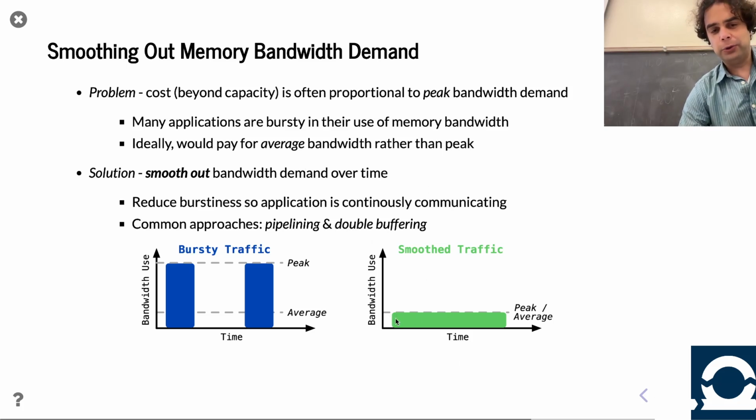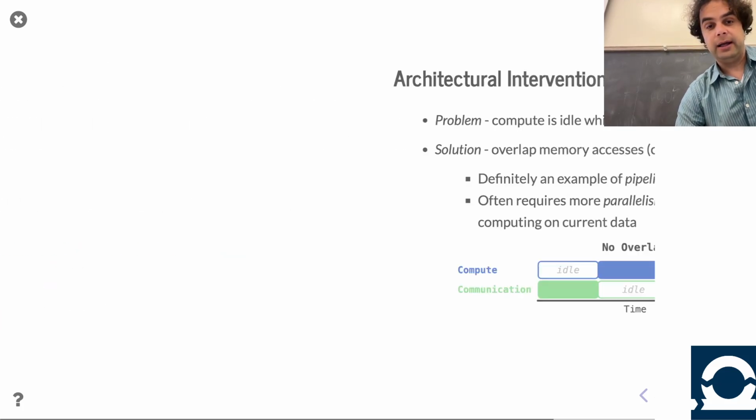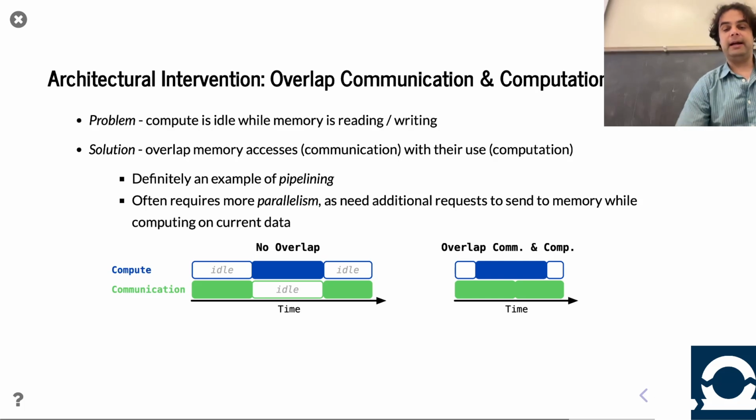Well, in a controlled world of architecture, we can do two things. We can pipeline and double buffer. You're going to see both of those in the next few slides. So one idea is what we call overlapping communication and computation, or you can think of it almost like pipelining. If I have some system where I need to both perform computations and communicate, I move data for the next computation.